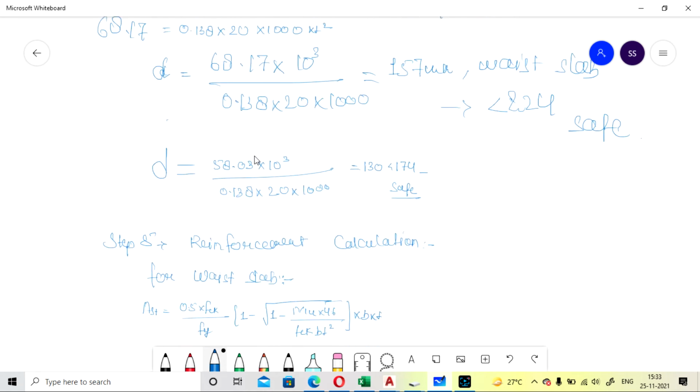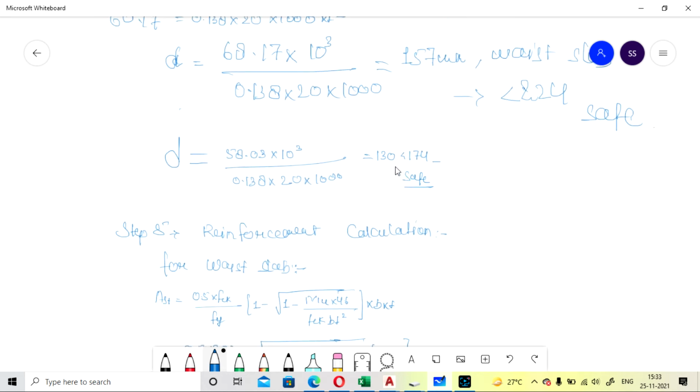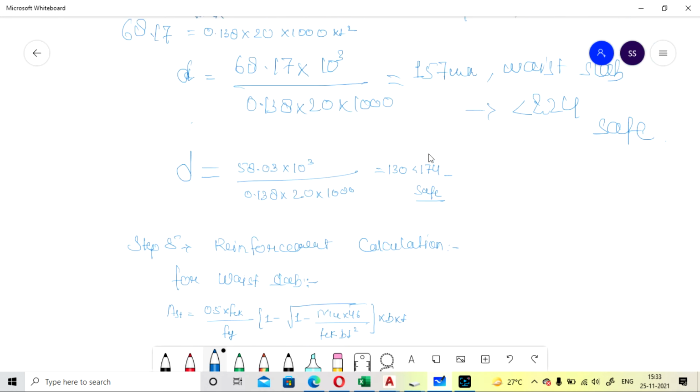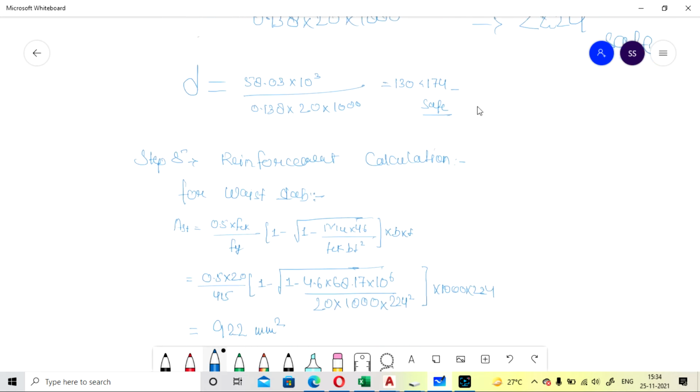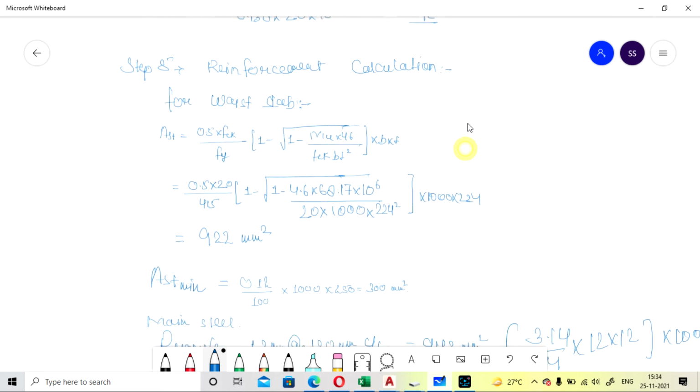In a similar way for landing too, you have to check, that is 58.03 into 10 to the power 6 divided by 0.138 into 20 into 1000 for per meter of width, so it will come as 130 mm. So it is less than 174, so it is also safe for landing. If it is not safe, then we have to again increase the total depth. But here it is safe, so you can further proceed for the reinforcement calculation.